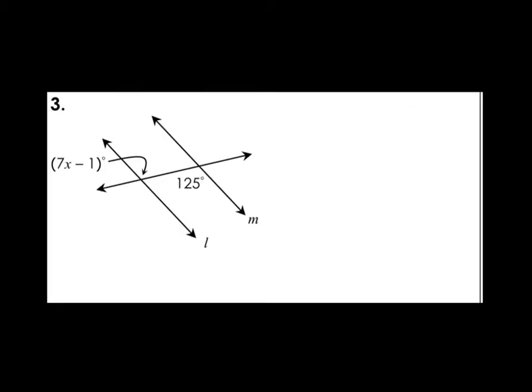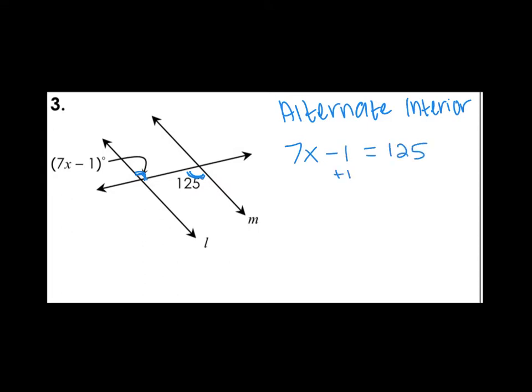For our next example, we have 7x minus 1, and that's this angle here where the arrow is pointing, and 125. So these are also on opposite sides of the transversal, and they are inside the parallel lines. So these are alternate interior angles. Right? We know that alternate interior angles are also congruent. So 7x minus 1 equals 125. I'm going to add 1. 7x equals 126, and I divide by 7. And I get that x is equal to 18.